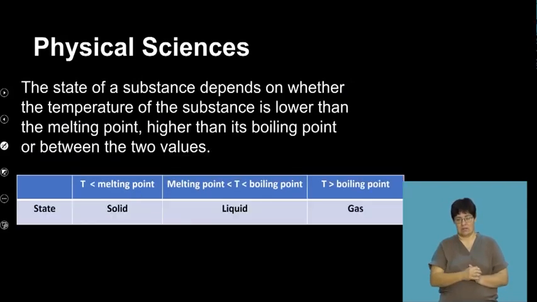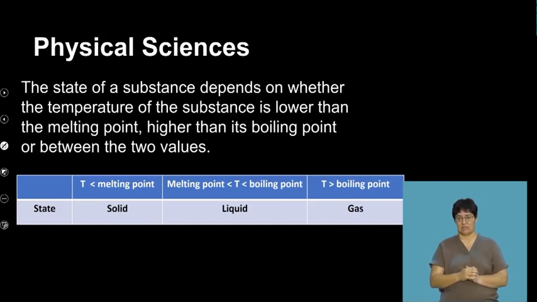Now, the long and short of this is that the state of matter is entirely dependent on the temperature at which that substance is given, and we also have to compare that to its melting and boiling point. So if the temperature at which that substance is given is actually less than the melting point, then it will be a solid. Now, if the melting point and the boiling point of that substance are given, and the melting point is less than the temperature that's given and less than the boiling point, that substance will actually be a liquid.